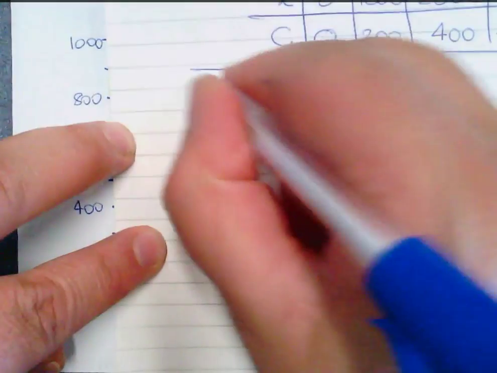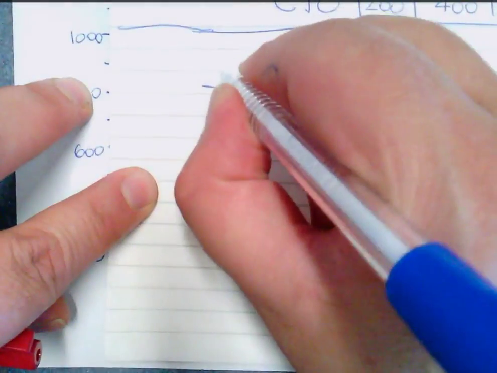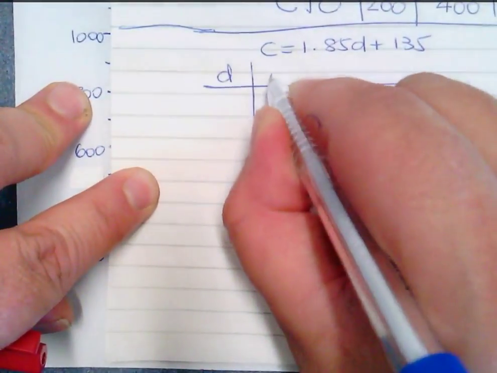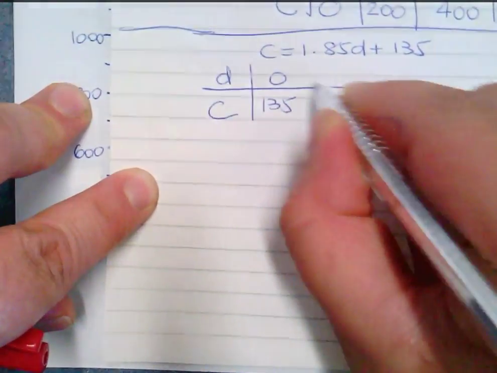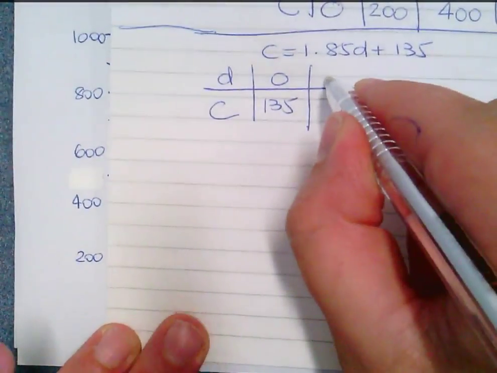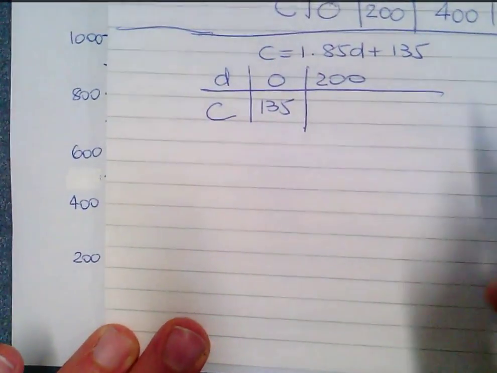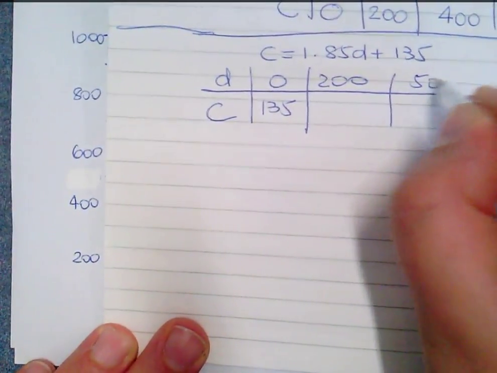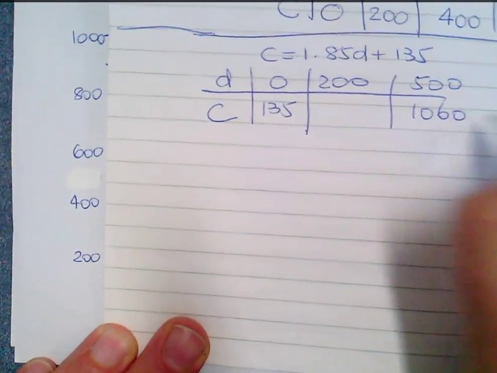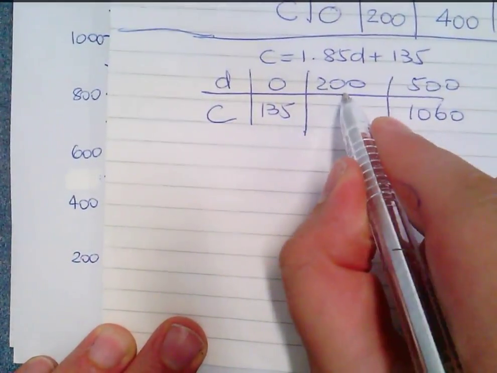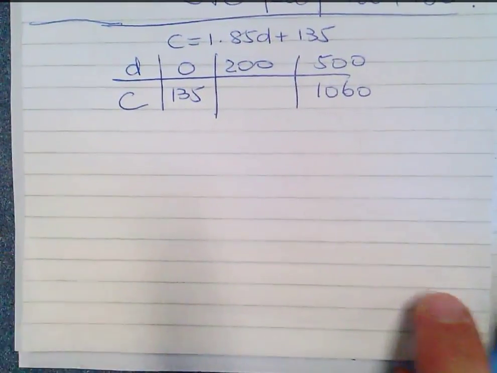Here we go. Shifty. D is 0. Cost is 135. Let's do D is 200. We already know when D is 500 what we got. We got 1,060. Just give me one more value when D is 200. And that will do. Anyone?